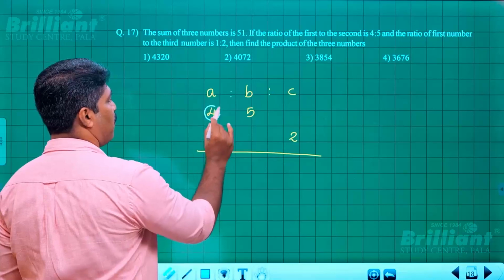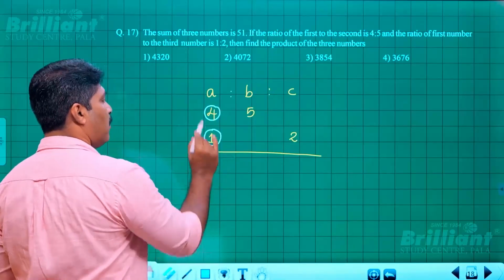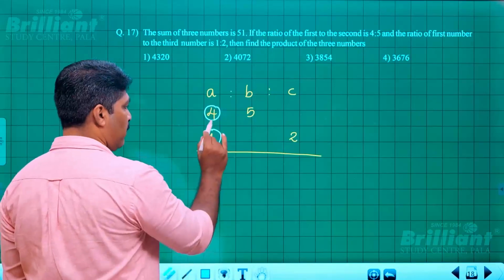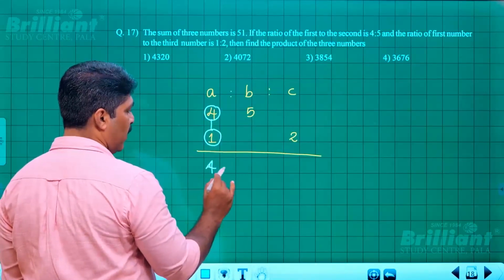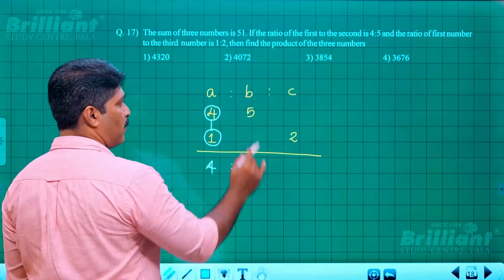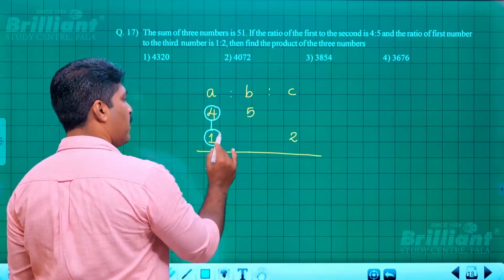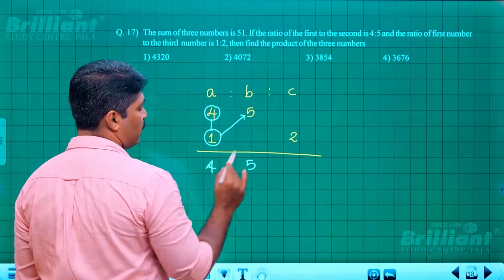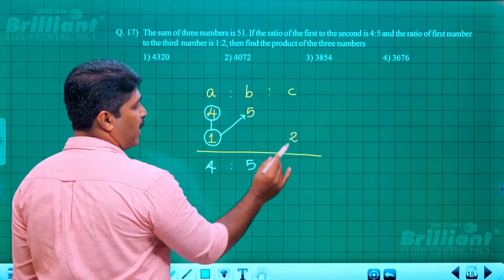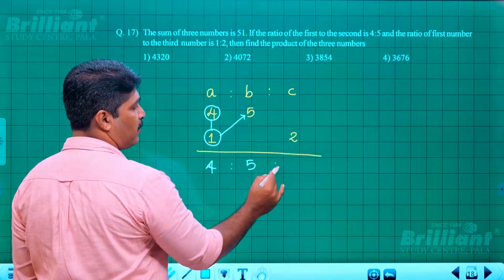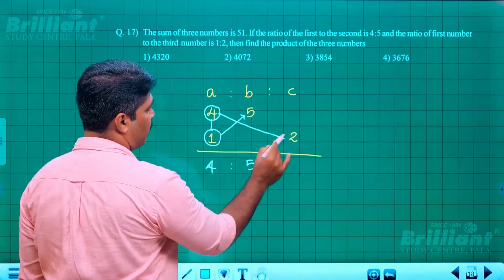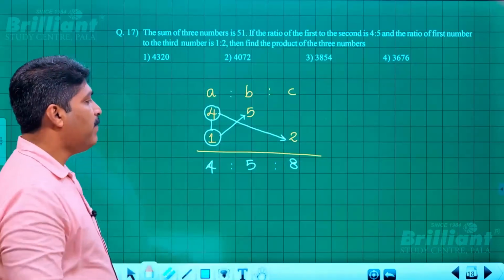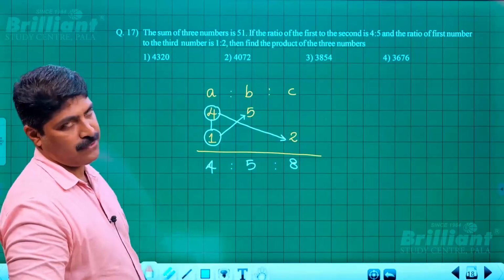So here 4 and 1. Only in the case of A we have two values in two rows, so just multiply them together right here. That is the value of A. Then B, we multiply B with this value. This is 1 into 5, that is 5. And 2 here, that's the value of C, but you have to multiply it with 4, therefore that is 8. This is a way to combine these two ratios.